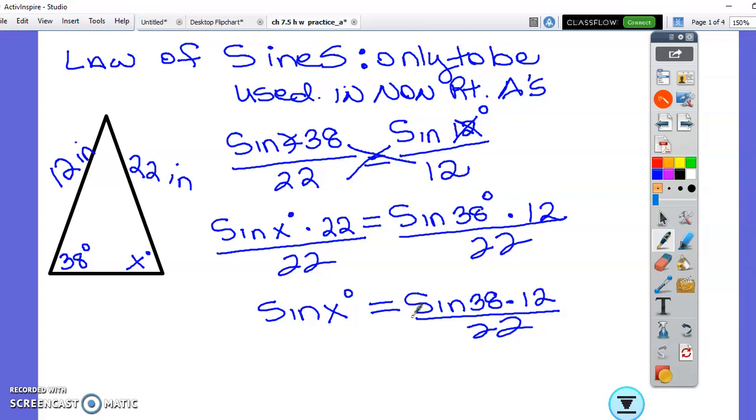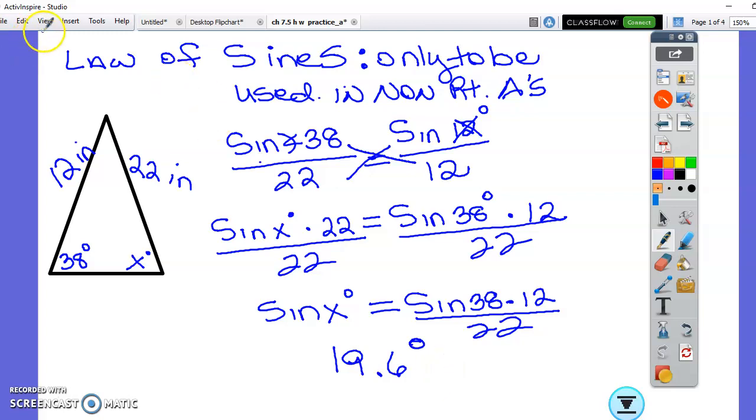And now, since we're looking for an angle, we use the inverse function key of sine, and so we hit the second button and then press the sine key to go to sine negative 1. And we find out that angle measures 19.6 degrees. That's the law of sines to find an angle.